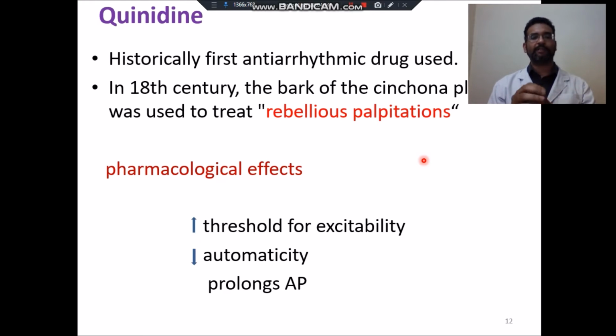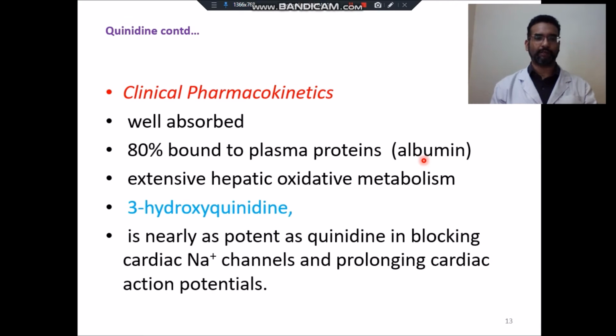So quinidine has the ability to increase the threshold for excitability. As I've shown in the previous diagrams, if you increase the threshold, a higher amount of stimulus is required to generate an action potential. And on the same side, it suppresses the automaticity of the SA node. When the automaticity is suppressed, the duration of the action potential will be prolonged. So these are the mechanisms by which you can decrease the heart rate.